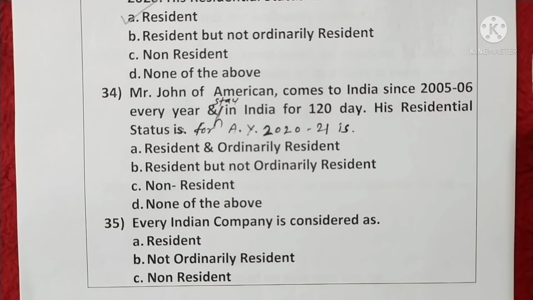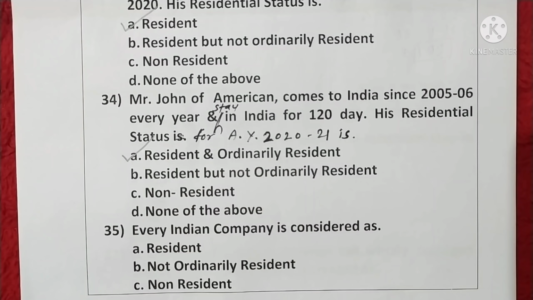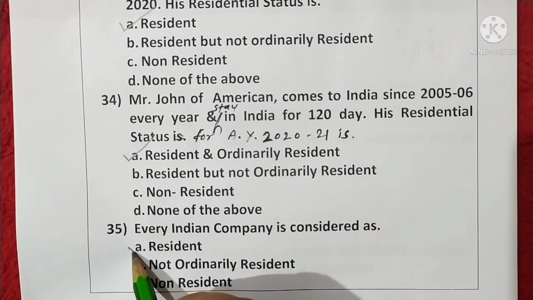Thus Mr. John is a resident and ordinary resident. Here option A is correct one. Question 35. Every Indian company is considered as a resident. Option A is correct one.